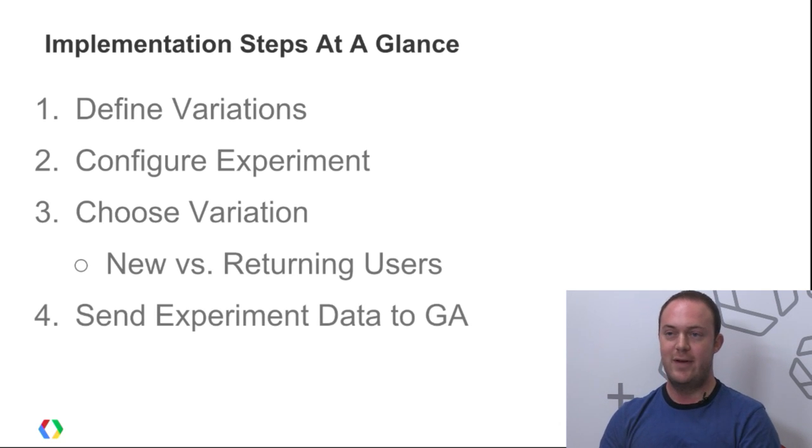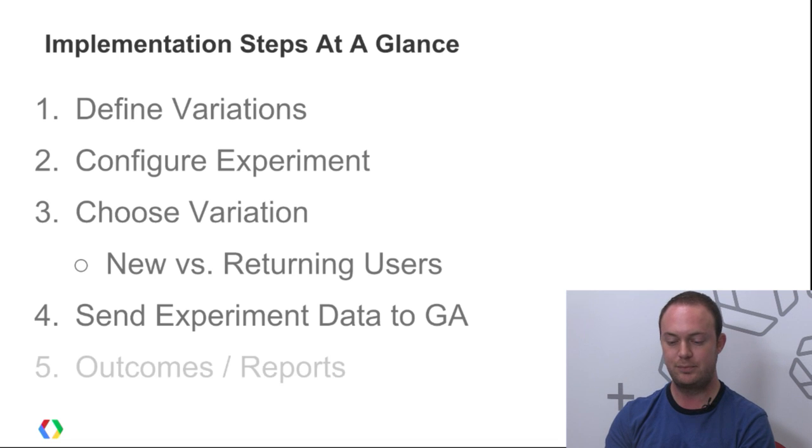Once you've decided which variation to show them, and you've actually shown them the variation, then you need to send data back to Google Analytics to indicate this. So what experiment are we talking about, and what variation did you show that user? And this gets sent back and is actually part of the pipeline for processing, and will end up affecting your reports. And we'll get a little bit into that later on.